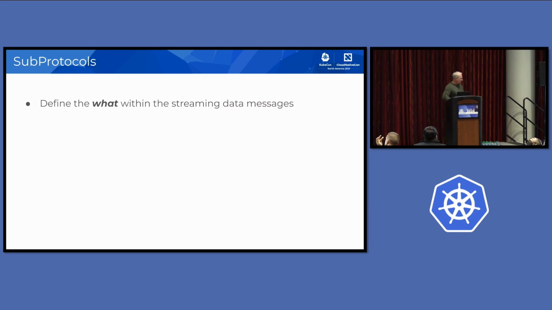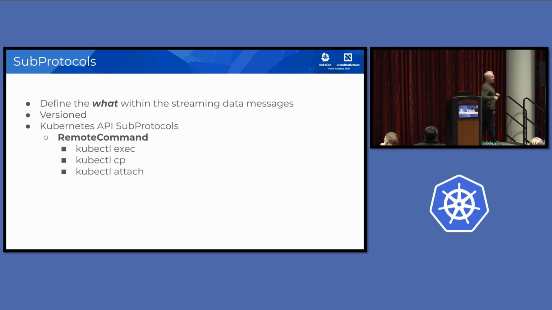Okay, so what are sub-protocols? Sub-protocols are the what of what's going into the payload of these streaming messages. They're versioned, and Kubernetes defines two sub-protocols. We define remote command, and this is for the following three commands: kubectl exec, kubectl cp, and kubectl attach. kubectl cp actually is implemented through the exec endpoint, so it's kind of the same as exec. Attaching is attaching to a running process, but each one of those three is going to take advantage of this exact same remote command protocol. And the latest version is version 5.